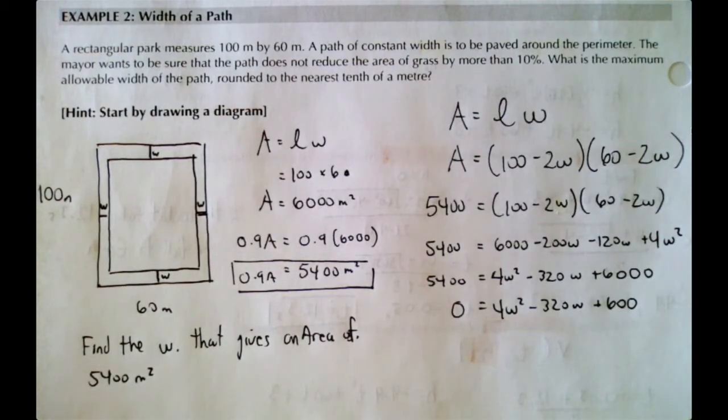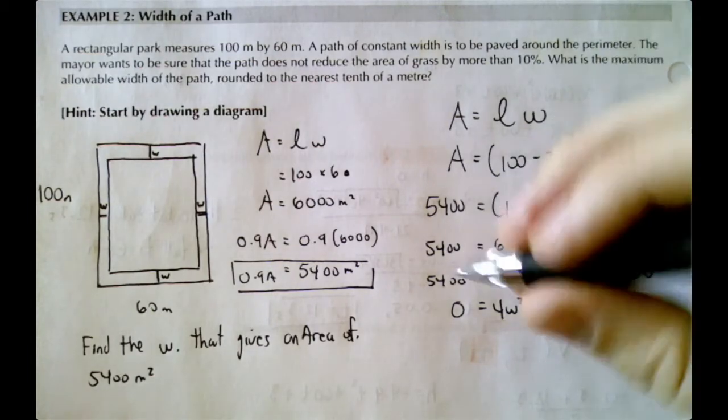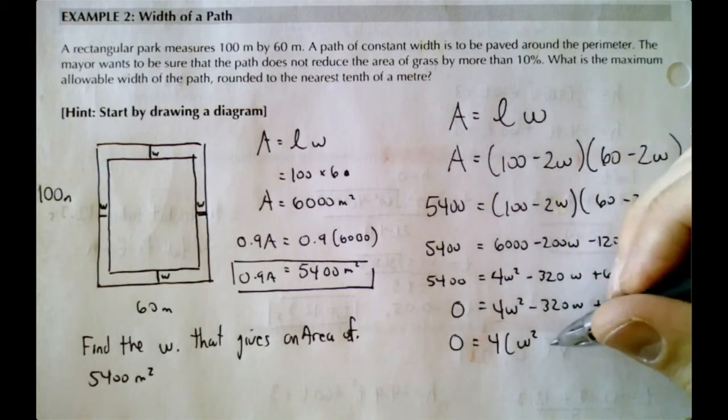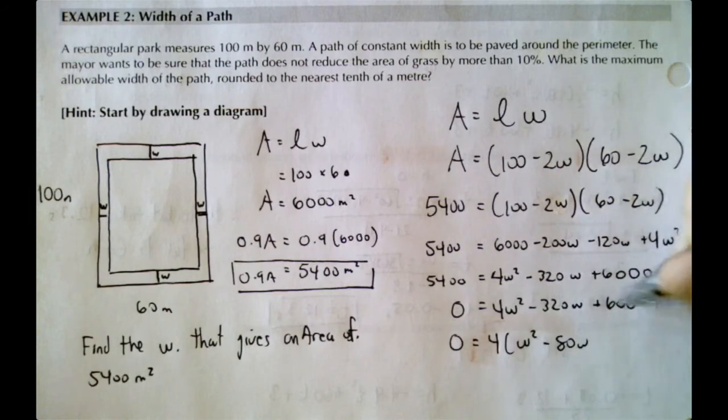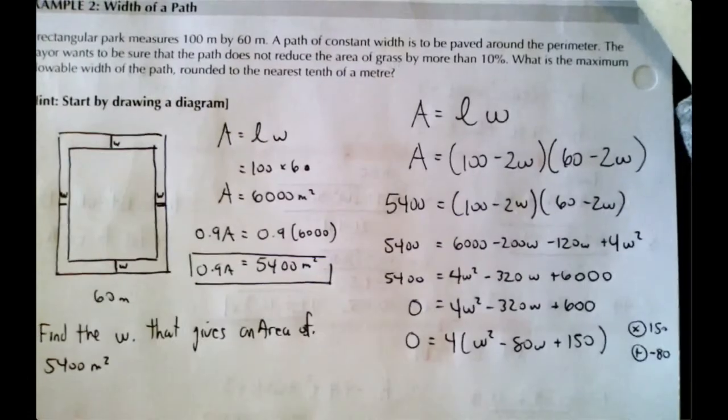Now, we could use the quadratic formula, but since we don't have decimals, let's try to factor. First we have 4. Is 4 common to all these numbers? The answer is yes, so let's common factor first. We get W squared, negative 320 divided by 4 is negative 80, and 600 divided by 4 is 150. So now the question is, is there something that multiplies to 150 and adds to negative 80? There is not that I can see, so we can't factor this.